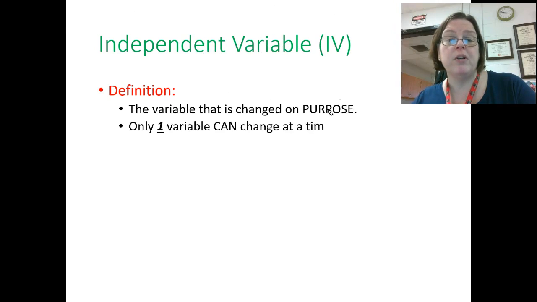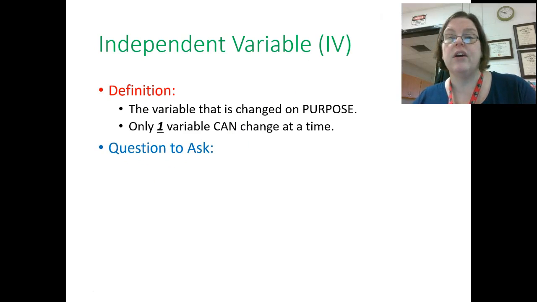Only one variable can be changed at a time, so we can't have more than one independent variable. We can only have one at a time. If we need to test more than one independent variable, we test the first one, find the results, then we test the second one, find the results. If we test them together, we don't know which one produced the results. We have to test them separately to get that.